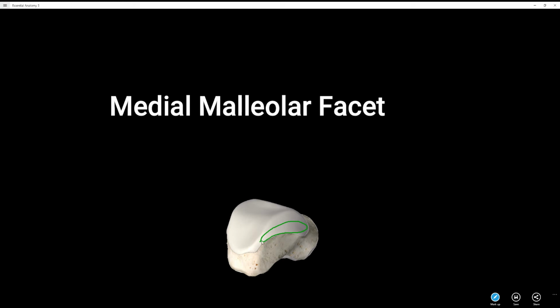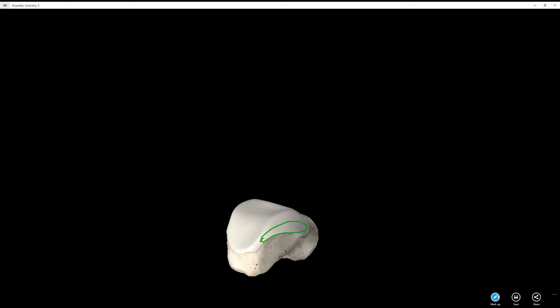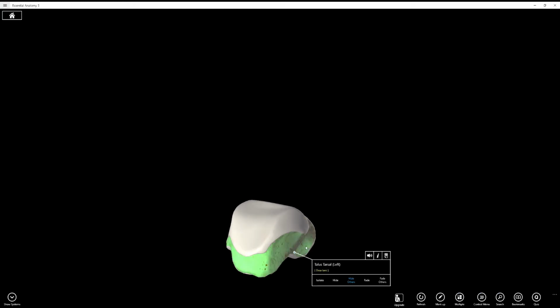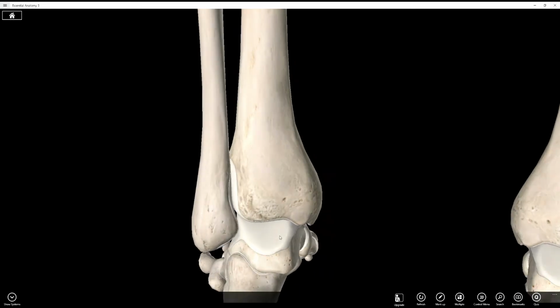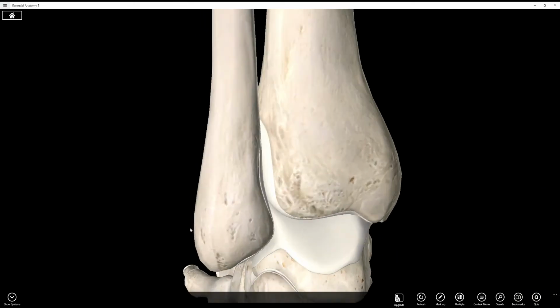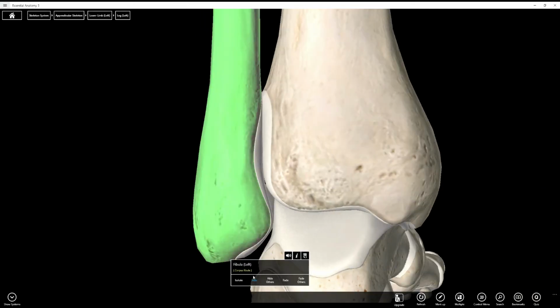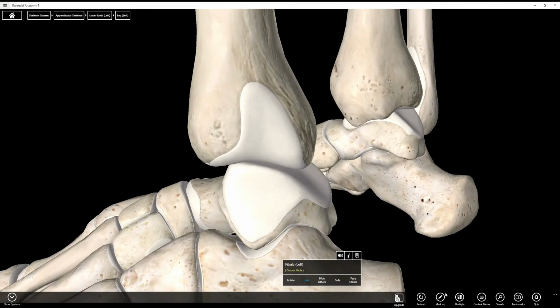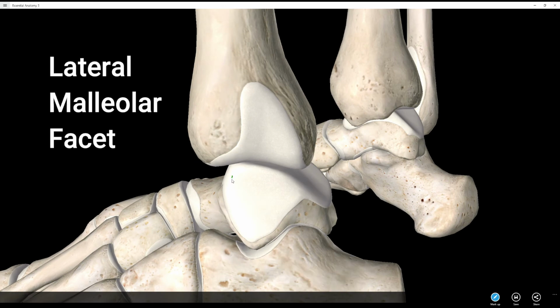So that would be, I actually have to add back in the other bones, but I believe that would be medial. Yep, there's the tibia. And then where the lateral malleolar facet articulates with the talus here, we have the lateral malleolar facet. So the whole top portion of the bones and the sides even are facets.